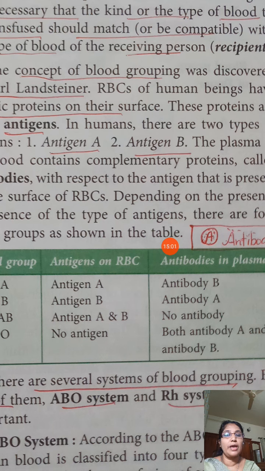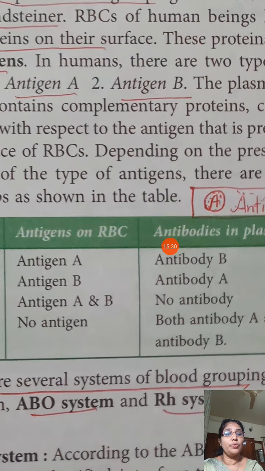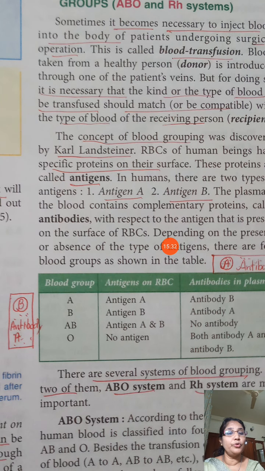Because no antibody A and B is present in the AB group, he can receive blood from any group. So he is known as universal recipient because there will not be any reaction. If he receives blood from any group, he will not have any chemical reaction in his blood because there is no antibody in the AB group person.